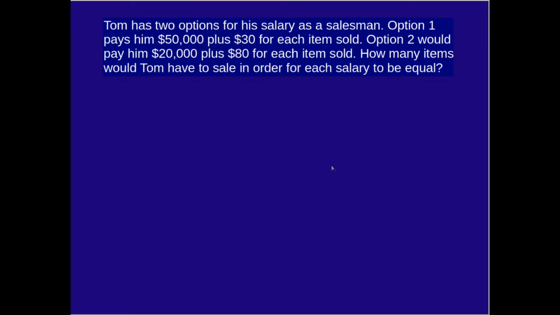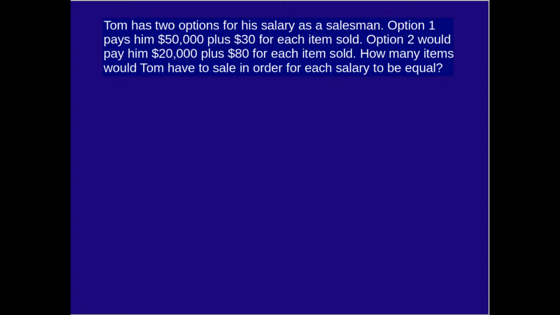So here's our problem. Tom has two options for his salary as a salesman. Option one pays him $50,000 plus $30 for each item sold. So this is a high commission job, obviously. Option two would pay him $20,000 per year plus $80 for each item sold. How many items would Tom have to sell in order for each salary to be equal?